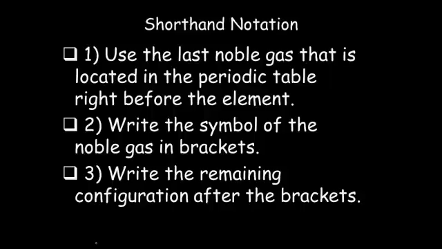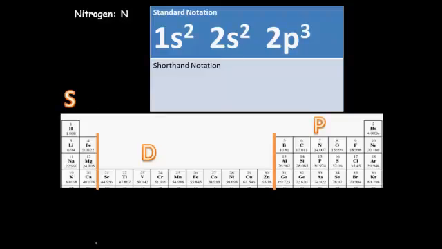Now I'd like to show you how to write a shorthand notation, because you could imagine as we get a lot of electrons piled up around our nucleus, some of the standard notation could get out of hand. So there's a shorter way to write it. So here are the rules. I'll let you get those. And let's go back to nitrogen. Let's find it on the periodic table.